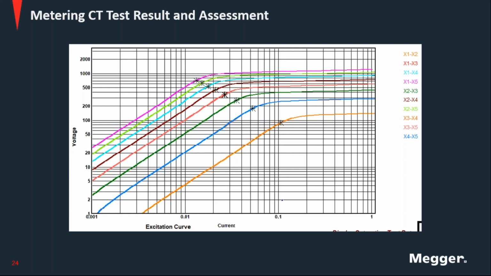All right, good deal. Our next question is going over to Abel. Abel, what can cause augmentation of the excitation current?